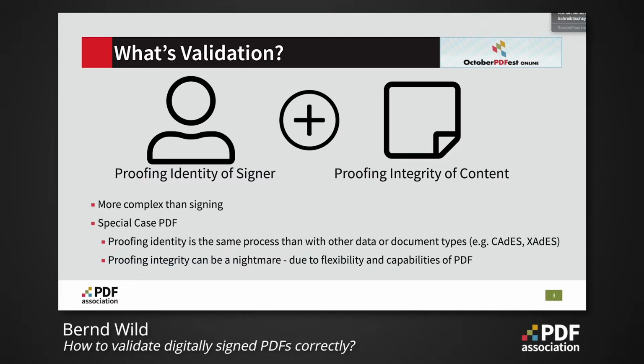Well, what is validation? Validation of a digital signature, regardless of the document format, always consists of two components: proof of the identity of the signer and proof of the integrity of the signed content. A digital signature is only valid if both checks are successful. The scope of verification of a digital signature goes far beyond that of a handwritten signature.